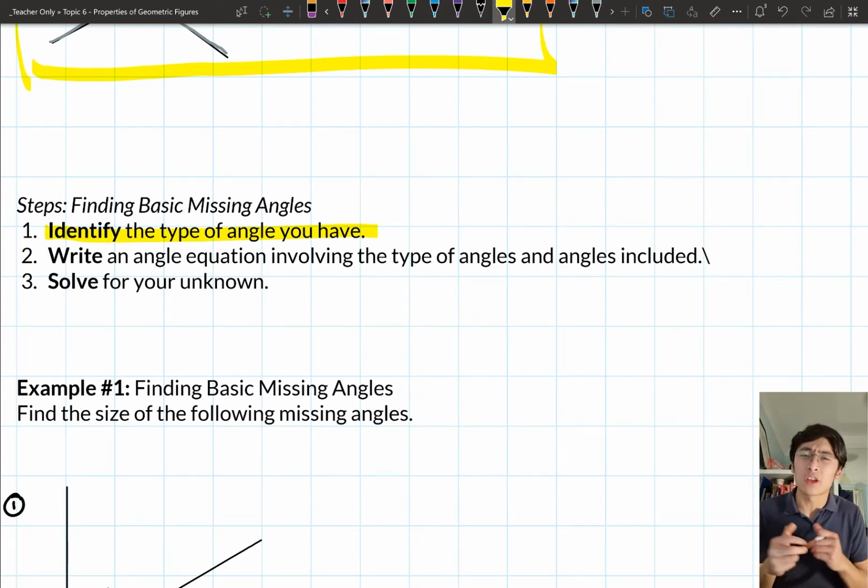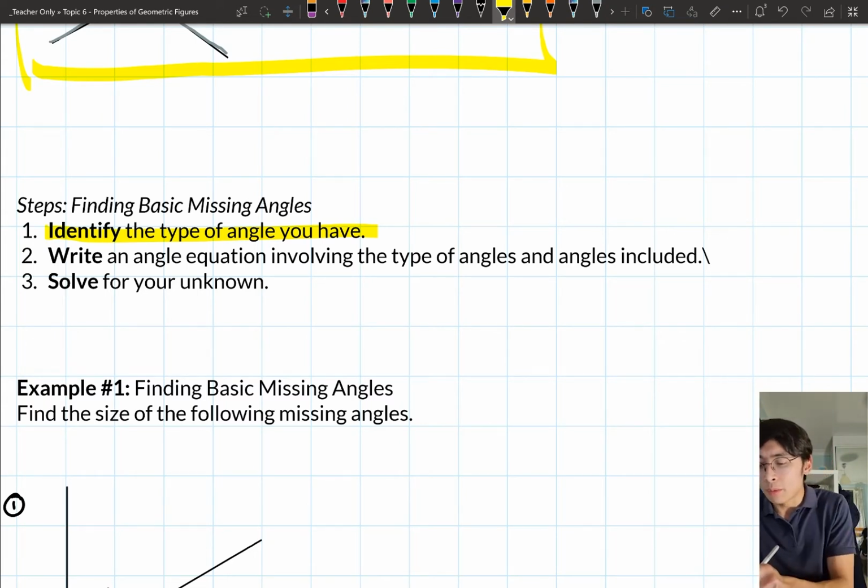And just have a look at the angles that you're given. Sometimes a diagram might actually have other angles that you might not be interested in. Just have a look at the angles that you have and the angle that you're trying to find. Then, if we're trying to find a missing angle, we want to write an angle equation involving the types of angle included.